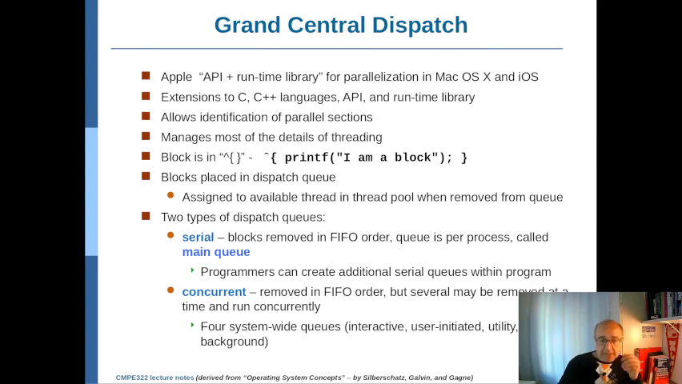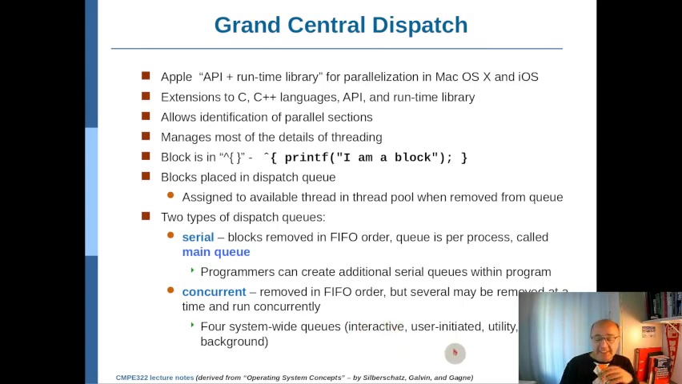And in the modern or the latest Grand Central Dispatch, there are 4 system-wide queues: user interactive, for processes like graphical user interface operations, and user initiated. So these are also initiated by the user, but user interactive processes are to be handled as soon as possible.